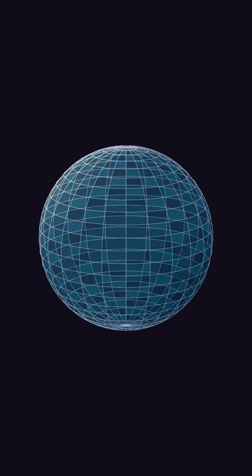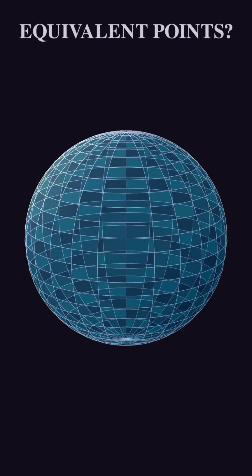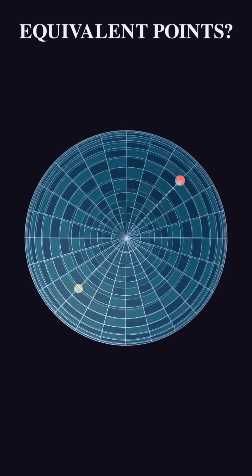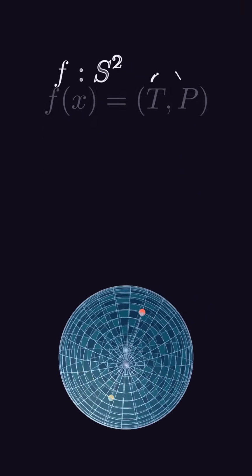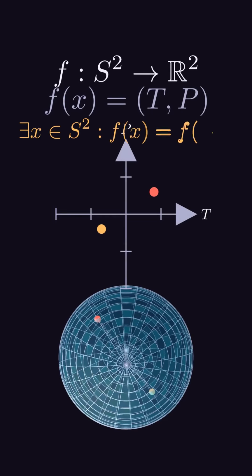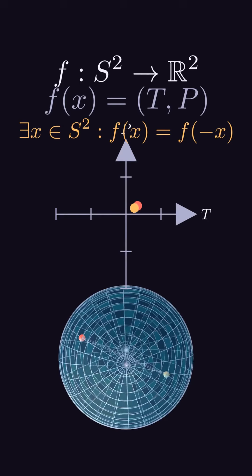Could 2 points on opposite sides of Earth share the exact same temperature and pressure? These are antipodal points, x and negative x, sitting directly through the sphere's center. We represent this as a continuous function f, mapping the sphere to 2 values. The Borsuk-Ulam theorem claims a matching pair always exists.